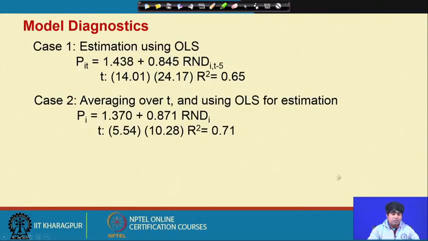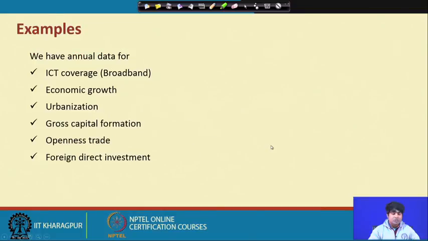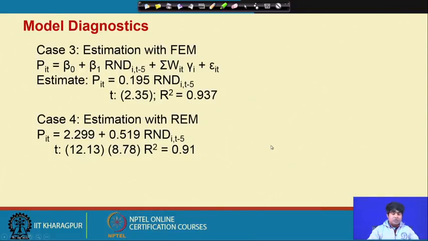So, these are the various model diagnostics. We have solved or analyzed these problems with 4 different cases: the first 2 cases, and then the later 2 cases. In all the cases, the main variable, that is R&D expenditure, comes out positive towards innovation.